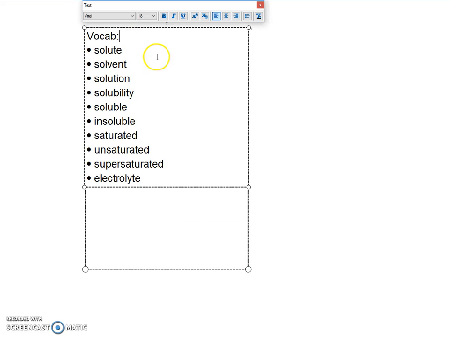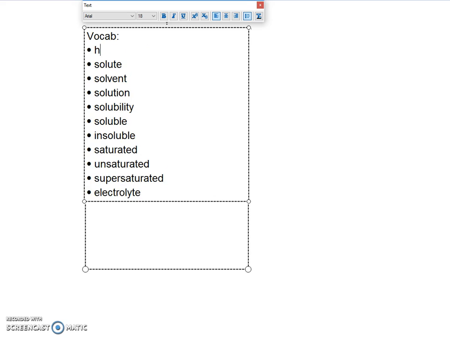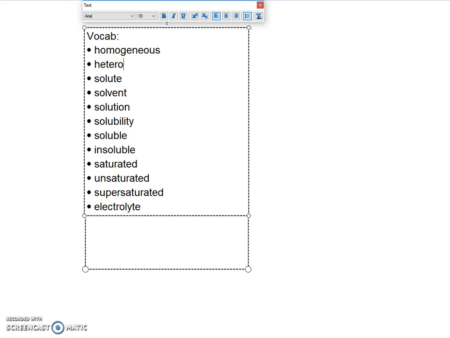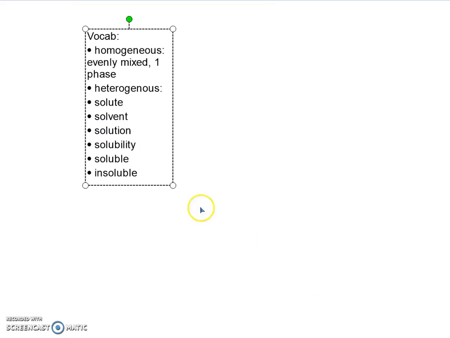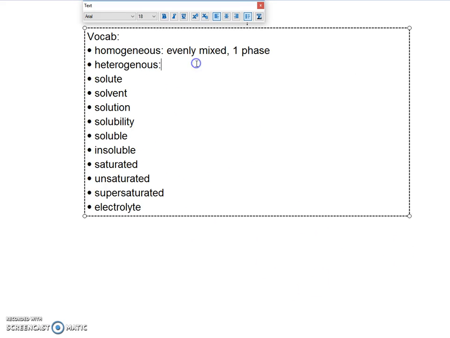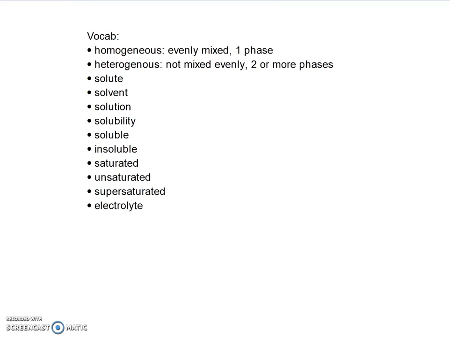I already see two that I'm missing right away. We have homogeneous and heterogeneous. These are two things that I already forgot. So homogeneous means that something is evenly mixed, and there's only one phase. Whereas heterogeneous means it's not mixed evenly. You have two or more phases. These are both on page 6.1.